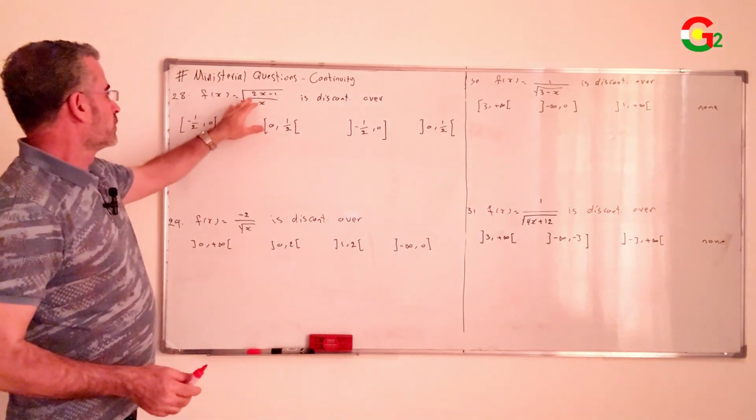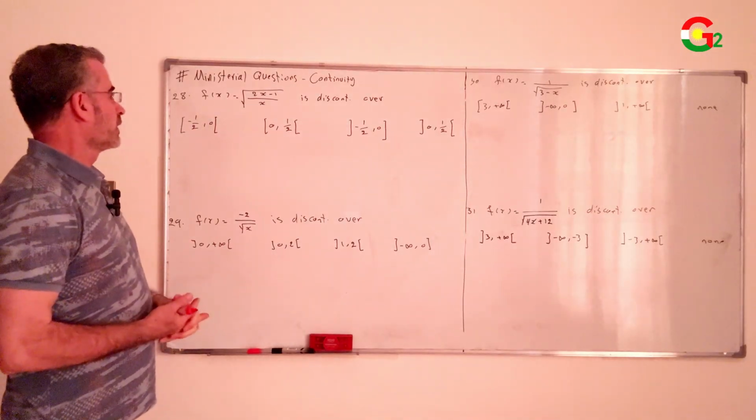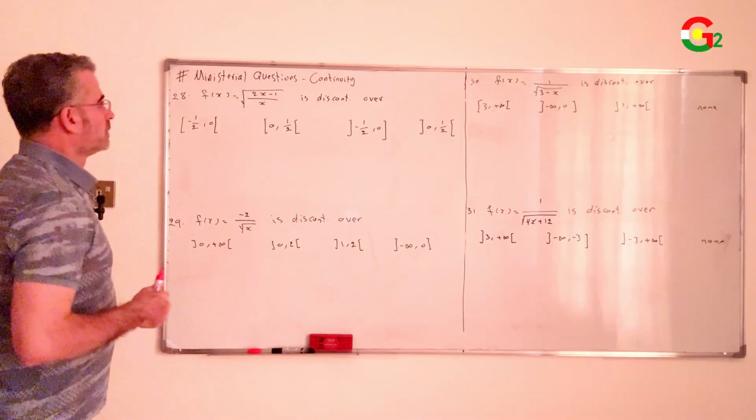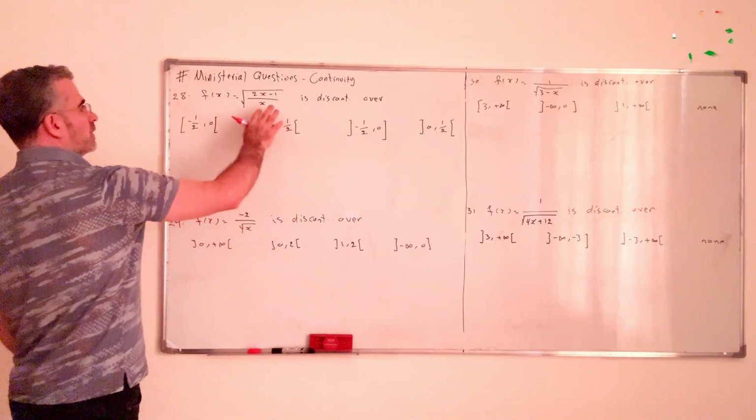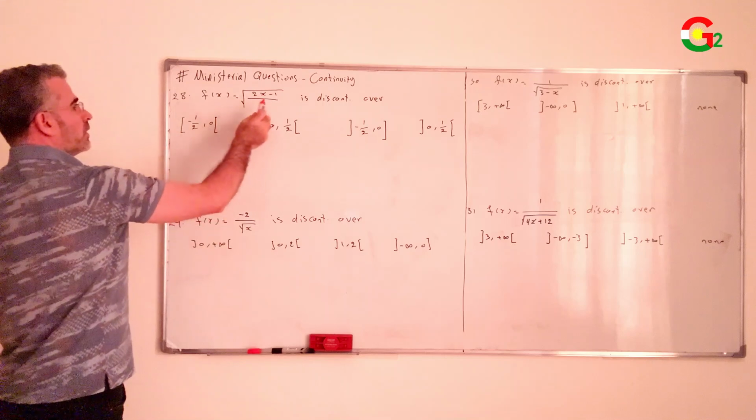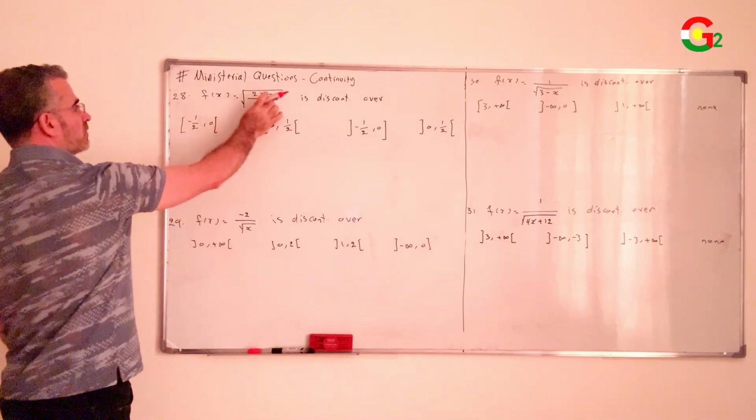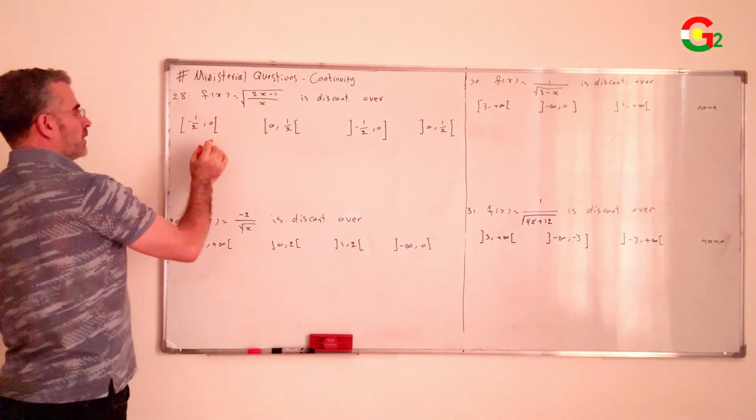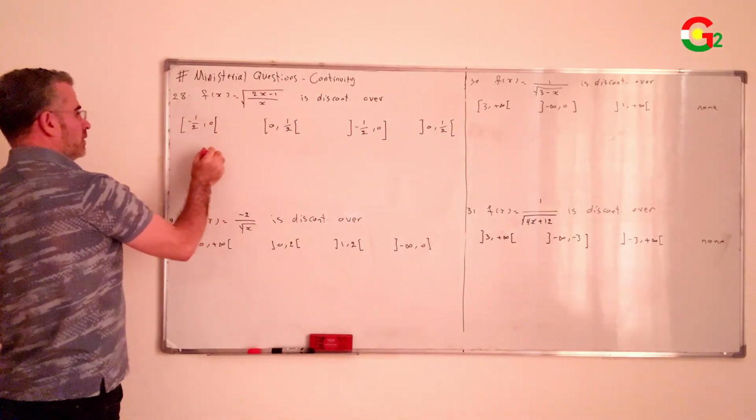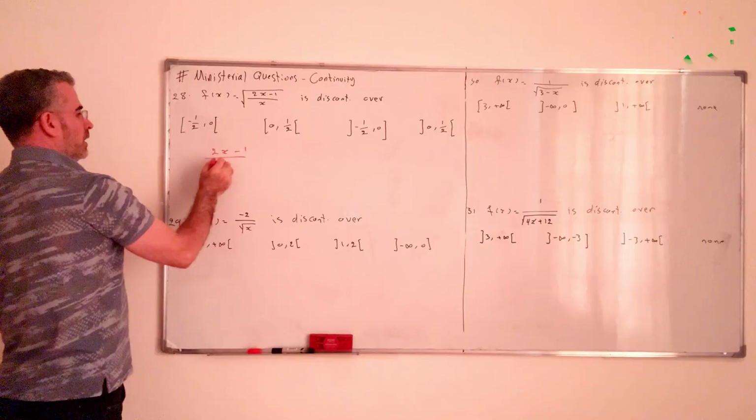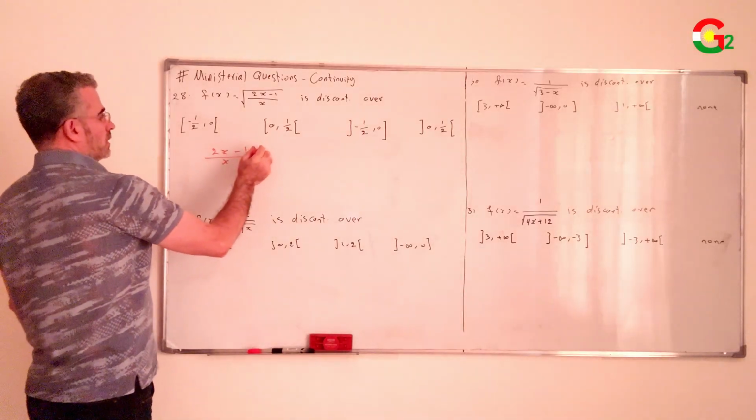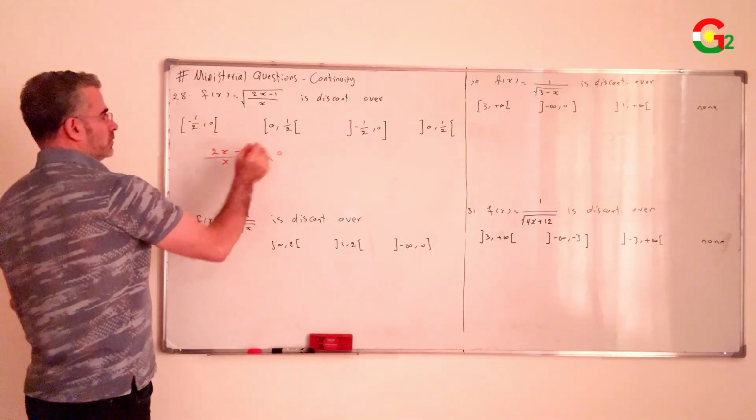Question number 28: f of x equal to square root of 2x minus 1 over x is discontinuous over which interval? It means we want to find the reverse of the domain of this function. The reverse means the term under the square root should be less than 0.